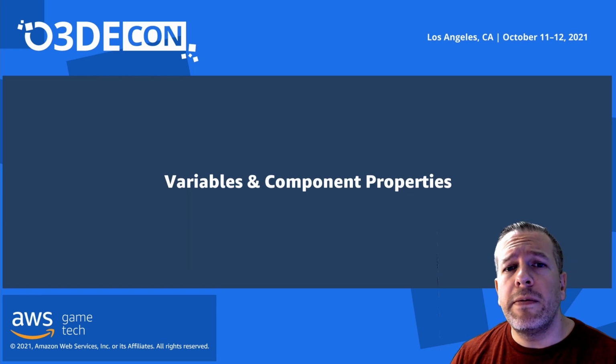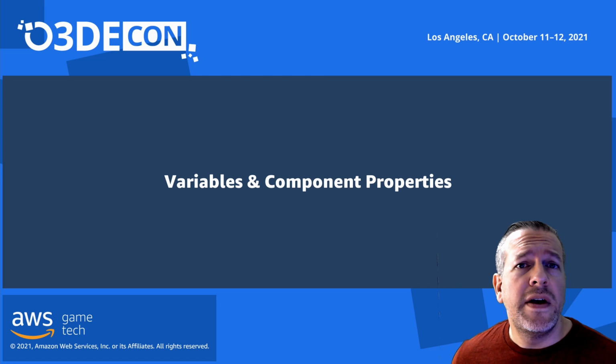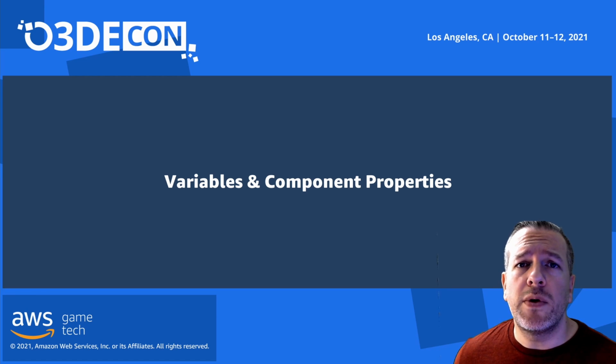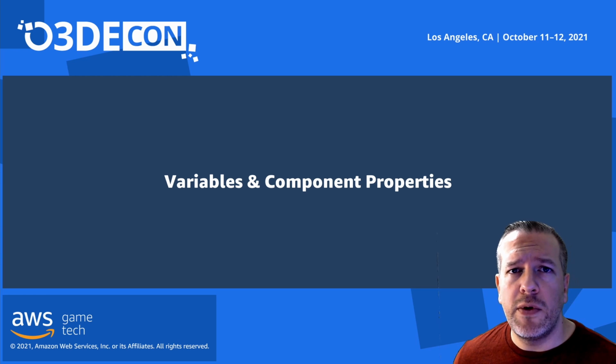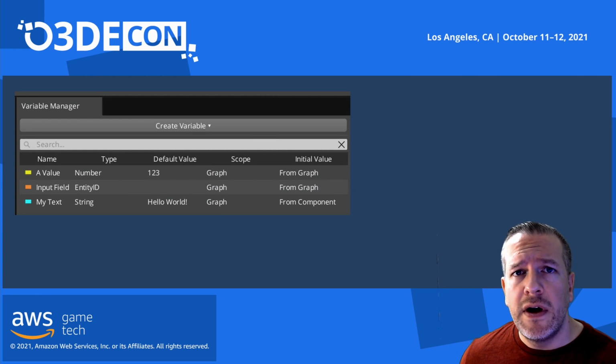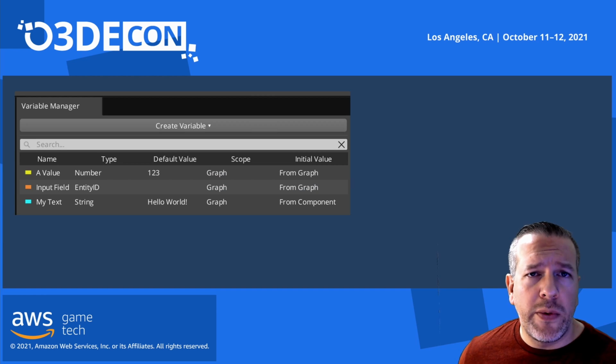Next, we're going to talk about variables and component properties. This is something we'll use a lot during this workshop, and that's why it is important that we cover it in a little more detail than most things. We start with the variable manager. We saw it briefly during our tour, but we're going to go a bit deeper now.